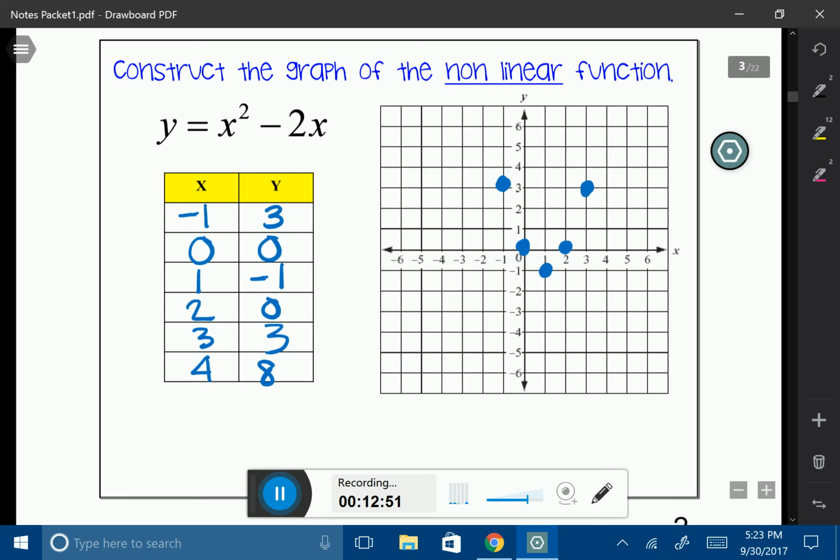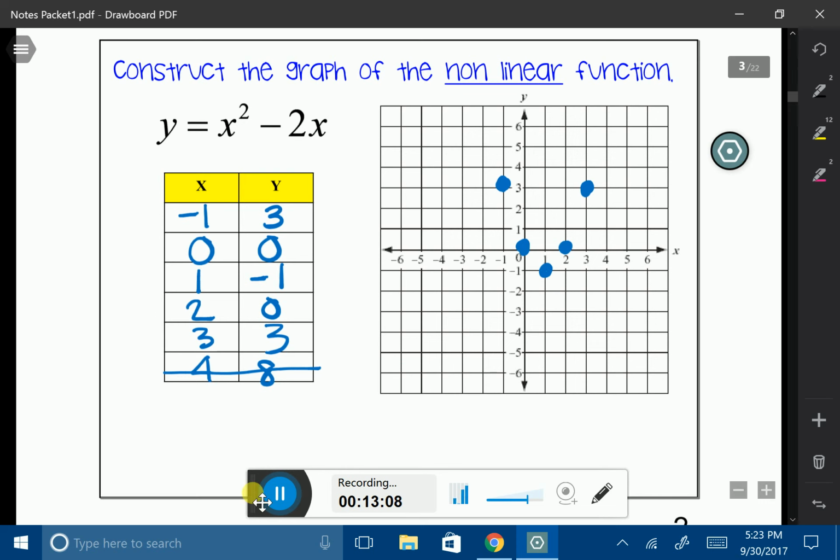And 4, 8, you can see that that's actually going to take me off of my coordinate plane, so I am not going to graph that one. So we'll just put a little line through that one. Now you'll see that my line is no longer a line. This is actually going to be a curve, or something we like to call a parabola. So let me show you how to graph this one.